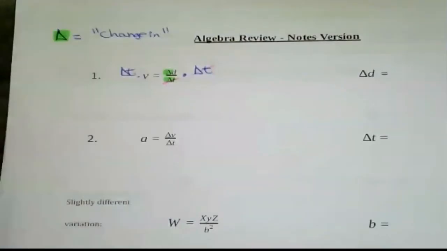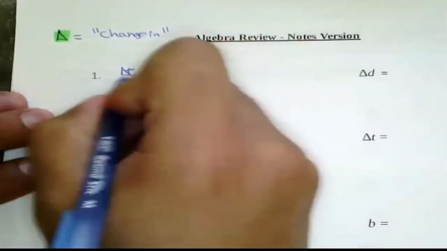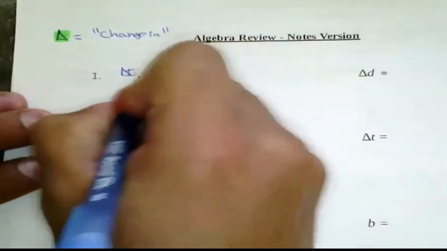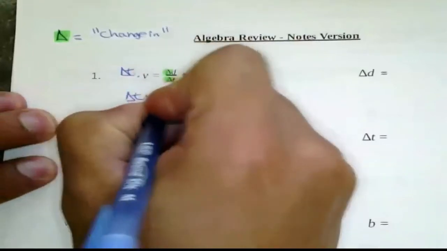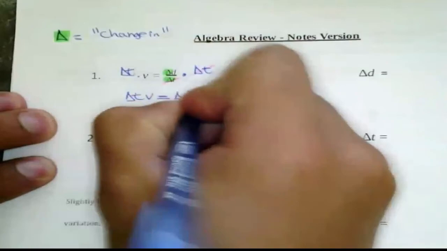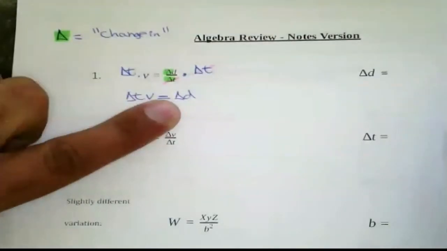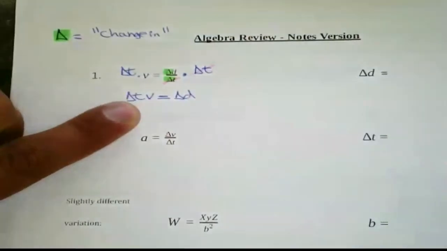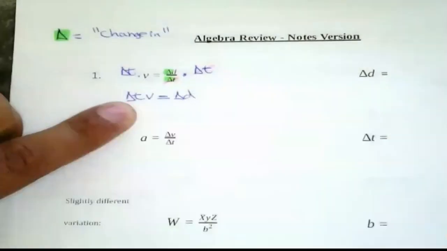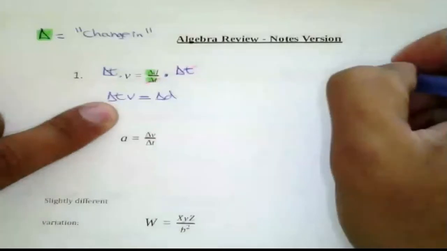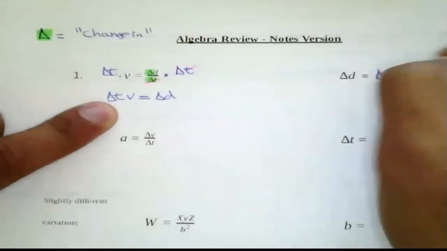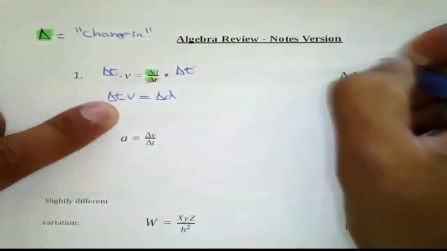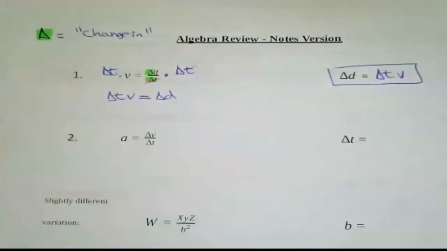And go ahead and proceed with rewriting your equation the same way that you see it. So delta T times V is equal to delta D. And now we look at, is delta D on its own? Yes, it is. And we are done with this equation. We have isolated delta D on its own. So delta D is equal to delta T times V. And as always, go ahead and box your answers.